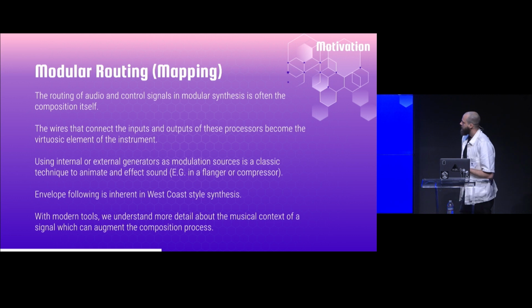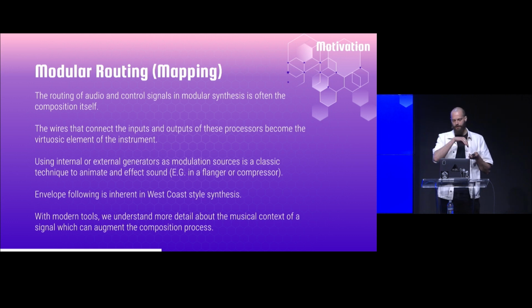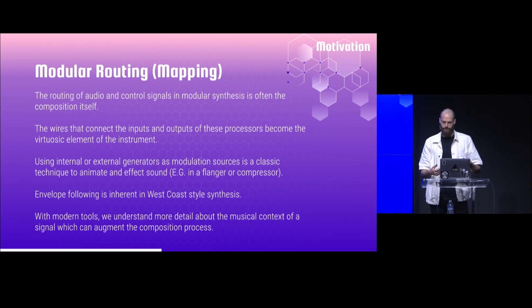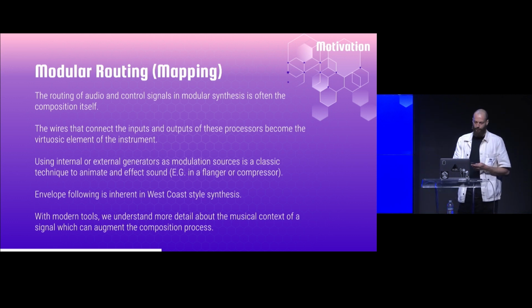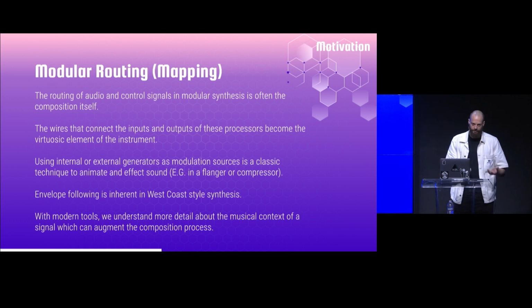So the idea of using internal or external generators is sort of the classic technique to animate or affect sound. You can think of a flanger taking the envelope of the input and modulating delay lines, or a compressor, a VCA. Using envelopes and envelope extraction, you can create extremely dynamic and expressive approaches to very simple signals, and they become very musical. This is very inherent in West Coast style synthesis with Buchla's envelope followers, especially feeding them back into the modulators and operators to create unique structures.